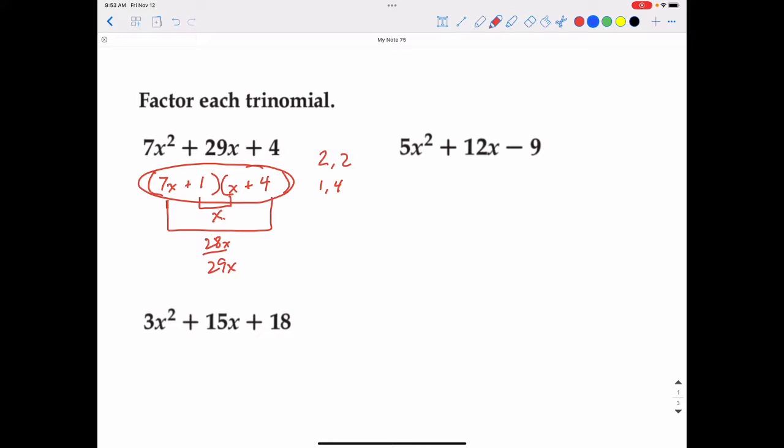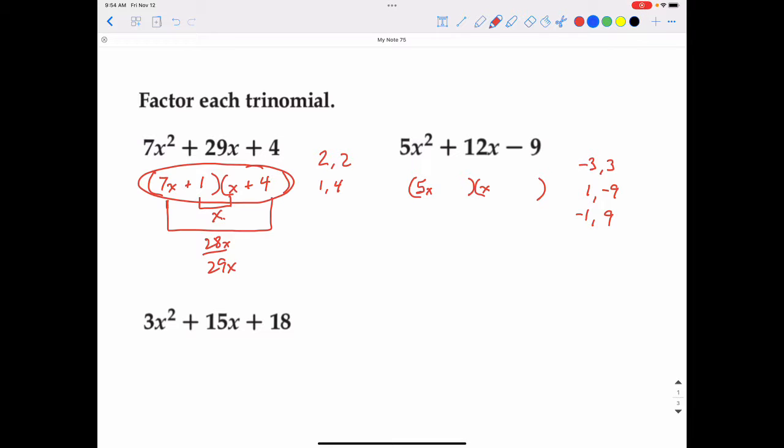5x squared plus 12x minus 9. So can I do a distributive property? I cannot. So let's try a binomial pair. Split up 5x squared is 5x and x. And I need factors of -9 that will help me add up to be 12x. Since it is a negative number, I have to use one positive and one negative. Possibilities would be -3 and +3. You could also use 1 and -9 or -1 and +9.